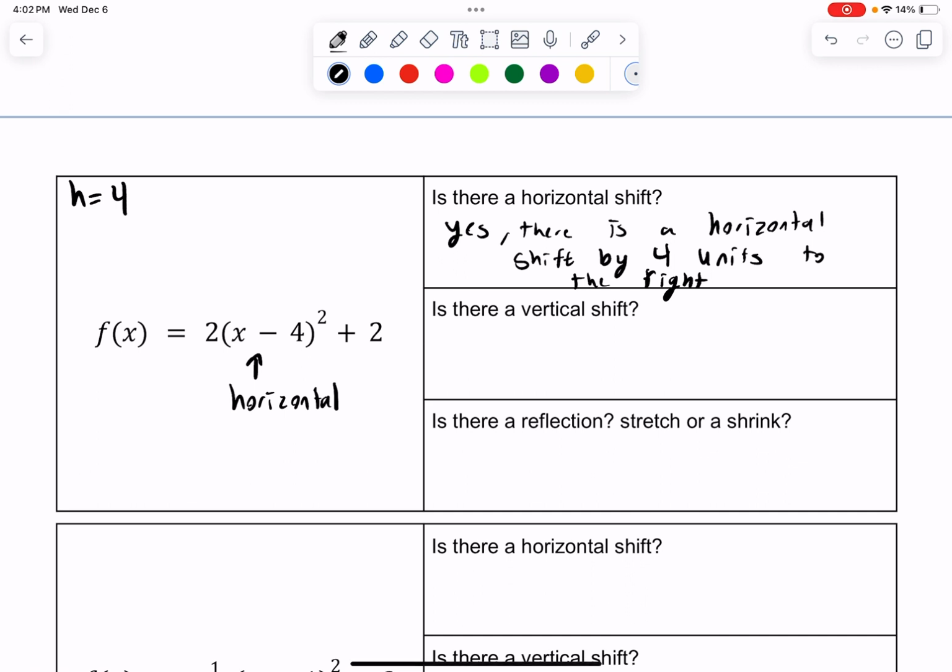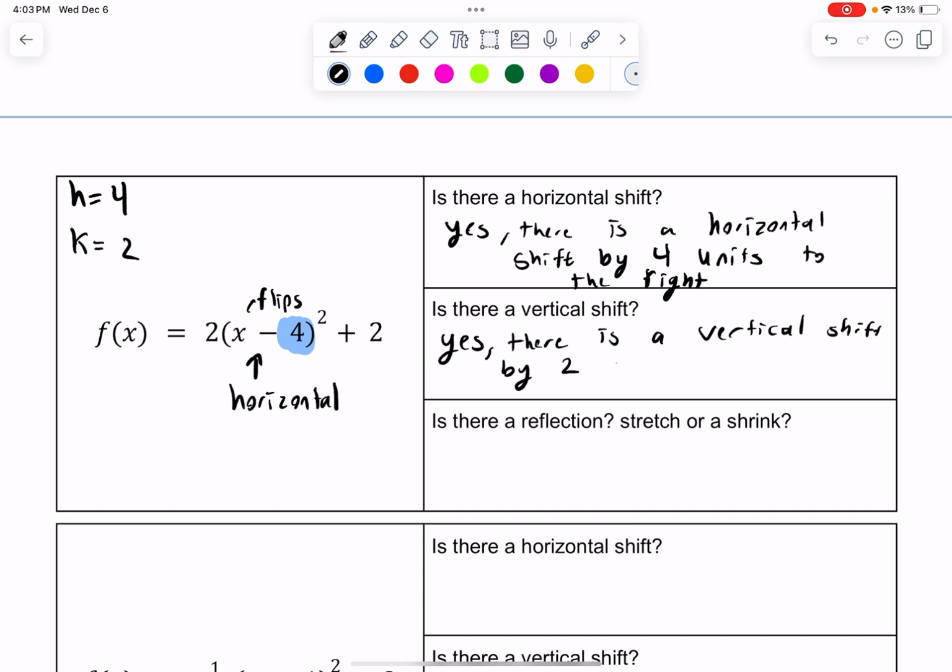So since our h value is a positive 4, remember that this portion flips and our negative becomes a positive. Our h value is a positive 4, while our k value is a positive 2. So since our k value is a positive 2, we say yes, there is a vertical shift by 2 units up.